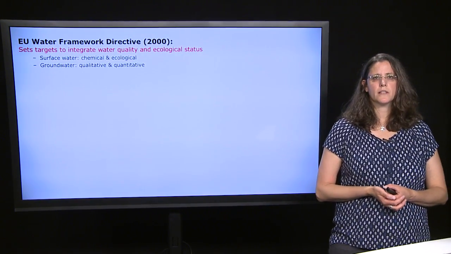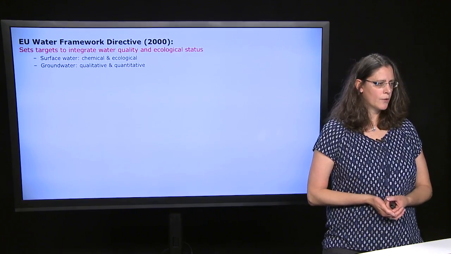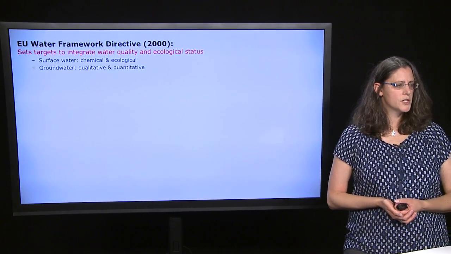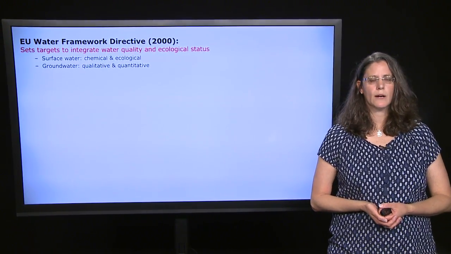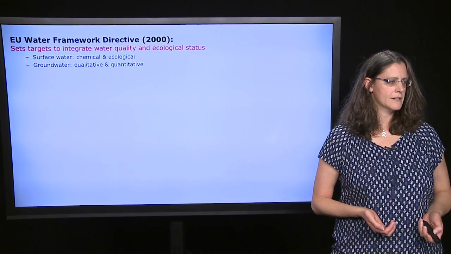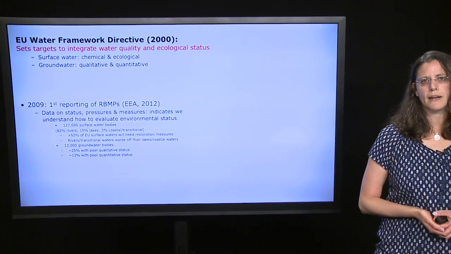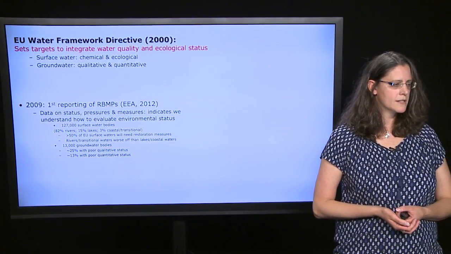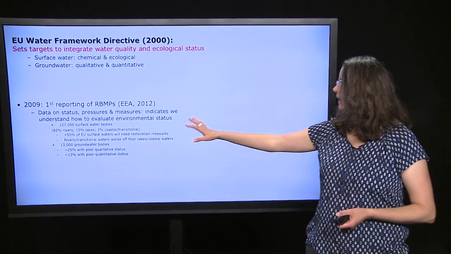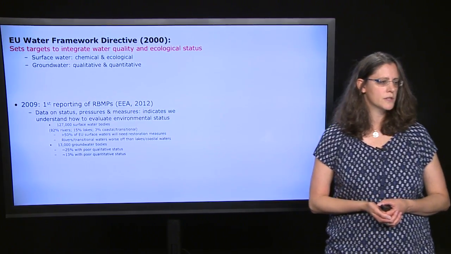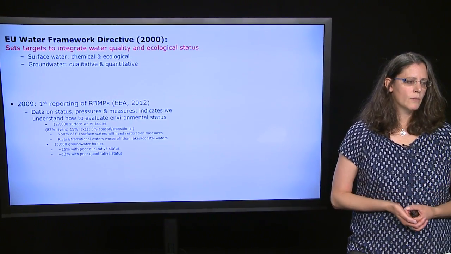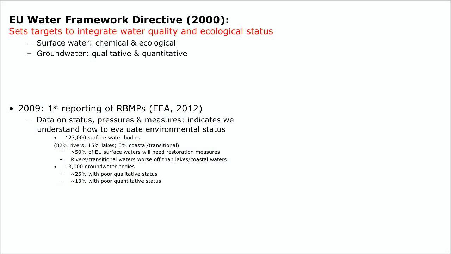In recognition of this, the European Union passed the Water Framework Directive in 2000, a visionary planning tool setting targets to integrate water quality and ecological status. 2009 saw the first reporting of river basin management plans, with member states delivering a massive amount of data on status, pressures, and measures, which somehow indicates that we understand how to evaluate environmental status.